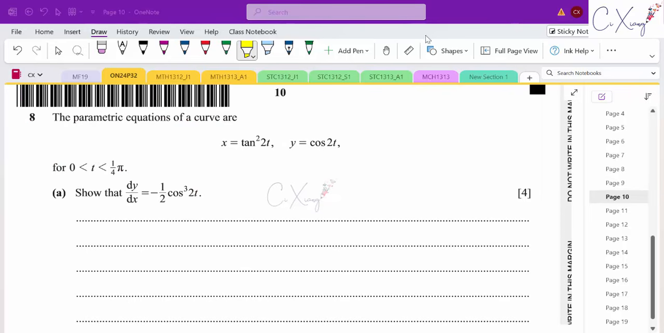Alright, so question number 8. We are having the parametric equations of the curve. So we are having these two equations here. They want us to show that dy dx is equal to the answer provided here. Okay, so let us start.